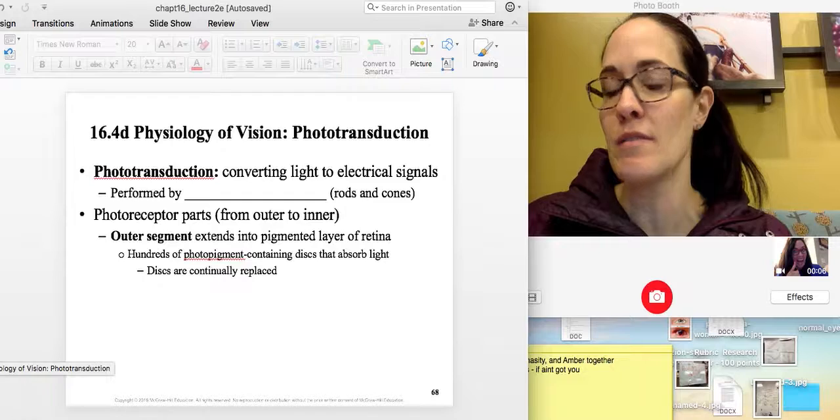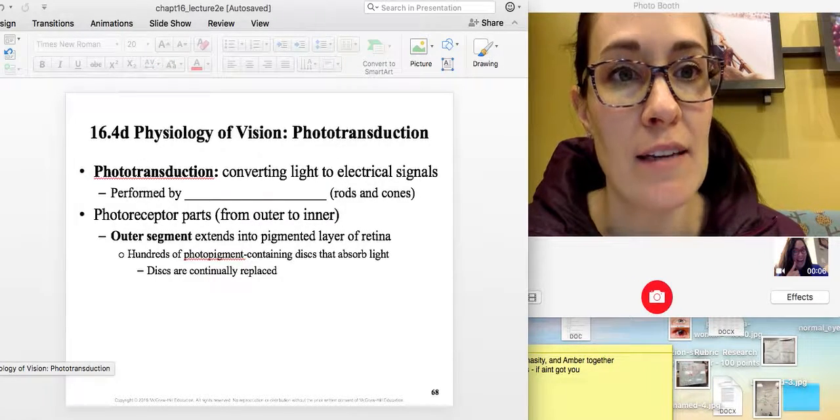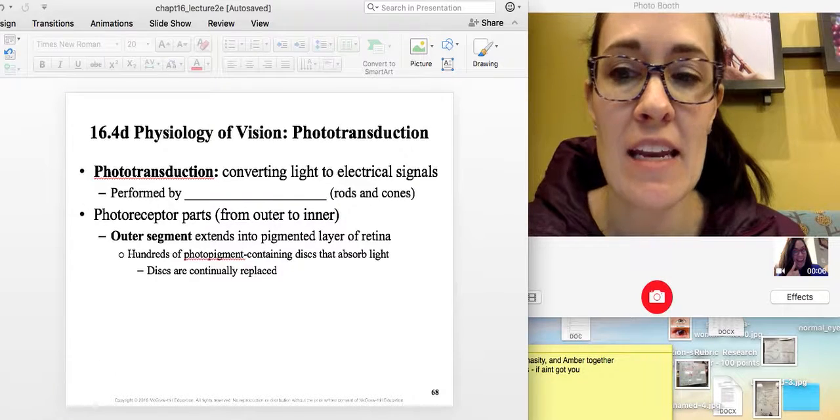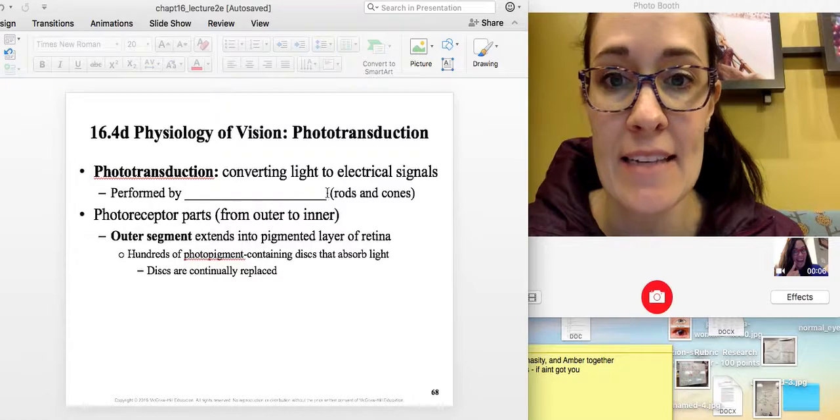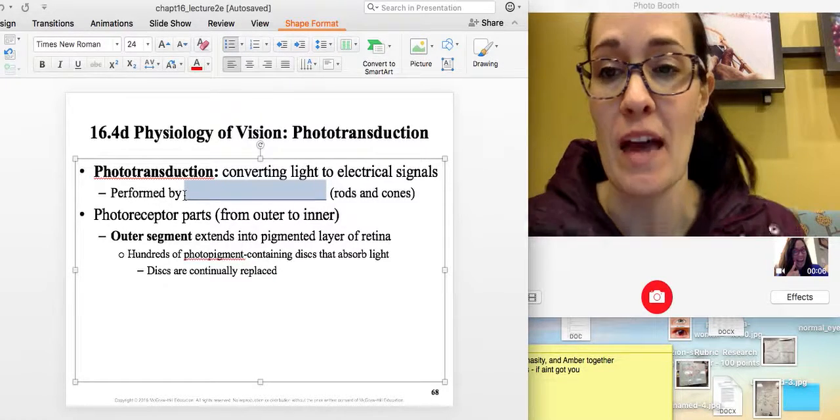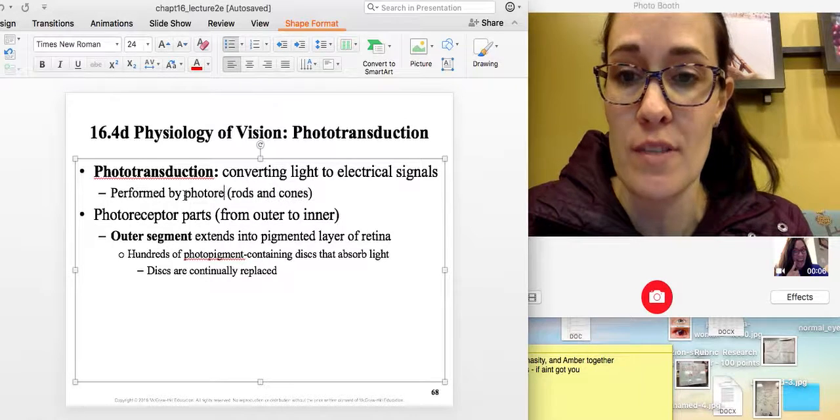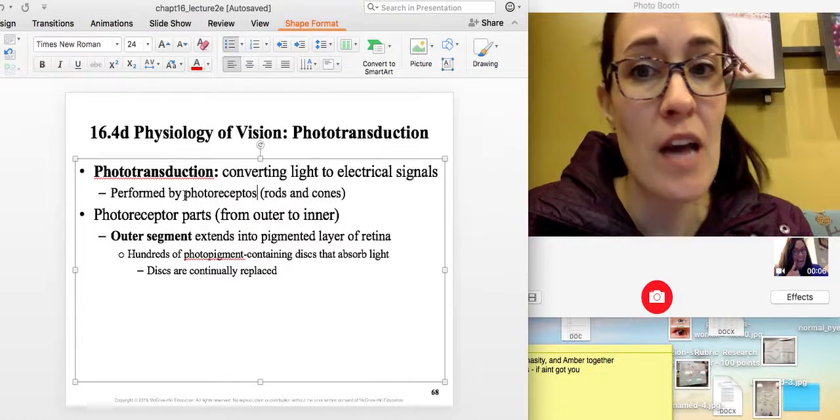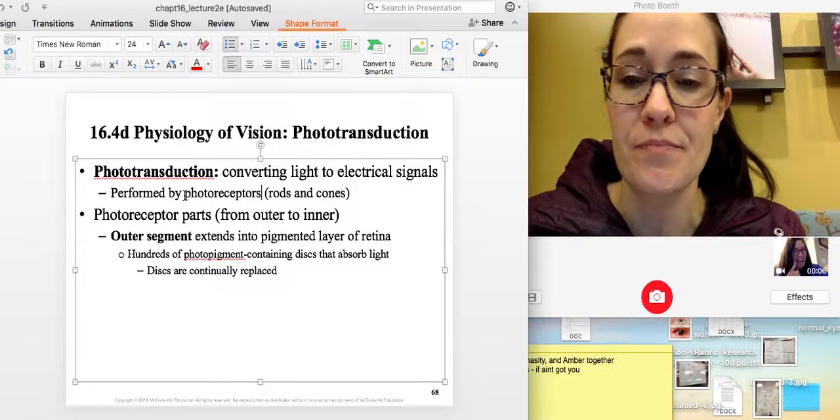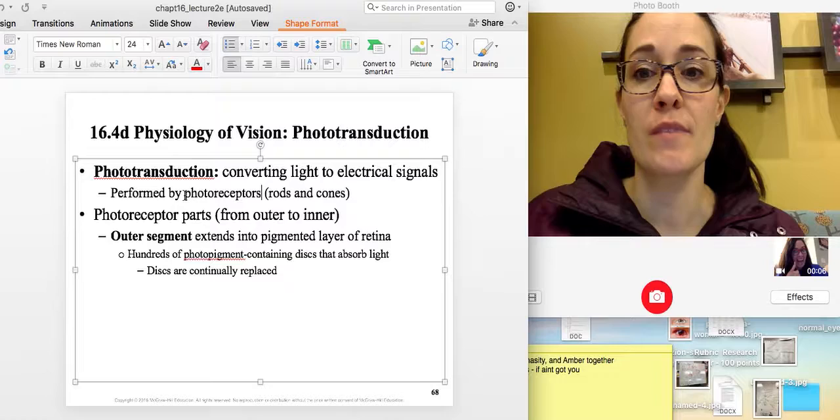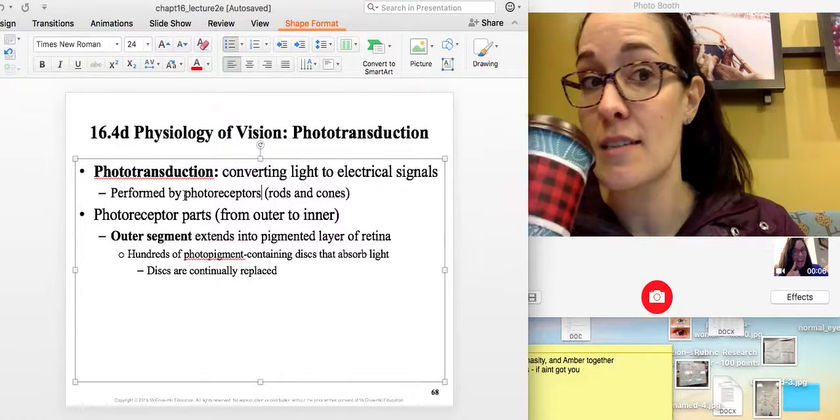Next, now the light is at the retina. What happens? Light is a form of energy and it needs to be converted into electrical energy for your brain to be able to interpret it. That is performed by a type of receptor called a photoreceptor. We'll talk about the specific types: your cones and your rods. The rods and cones are on the outer segmented layer of the retina.